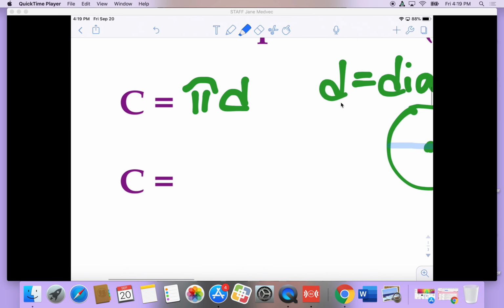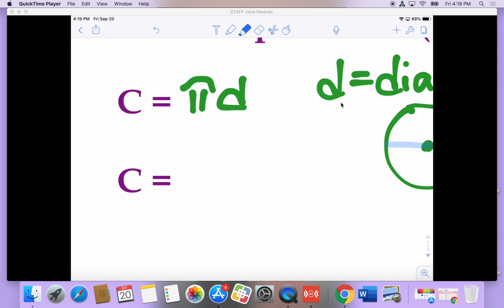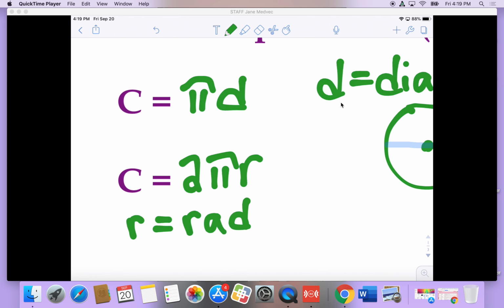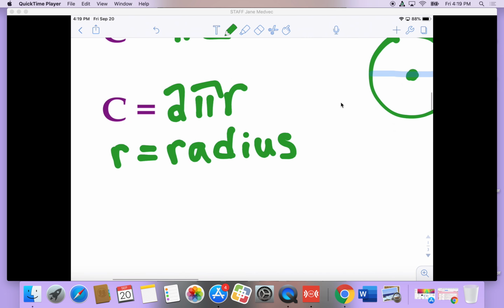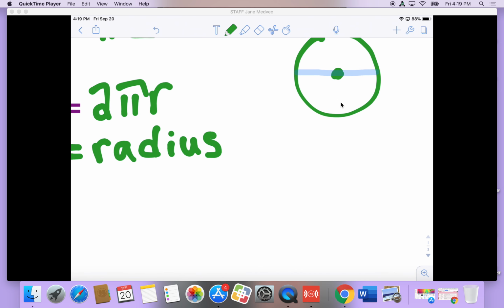The other formula is C equals 2 pi r. And the r stands for radius. If I'm taking a look at the radius, I've got my circle, I've got my center. The radius is from the center out to the side. So this is r, and this whole thing is d.